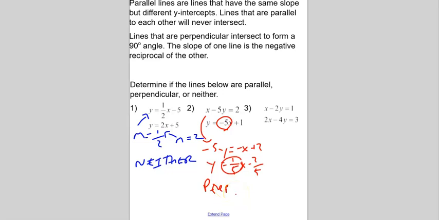Okay, and then in the last one, we have to solve for both y's. So x minus 2y, we can move that x over, so we can say minus 2y is equal to -x plus 1. And then we can say y equals negative divided by negative is positive, so we're going to say 1/2 x, and that would be minus 1/2.